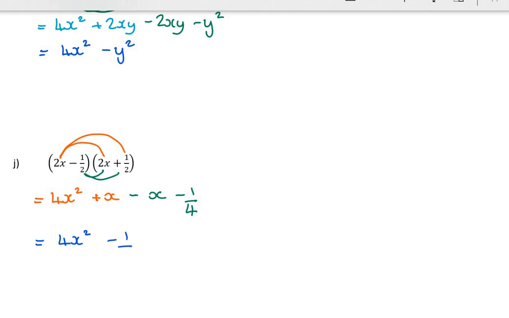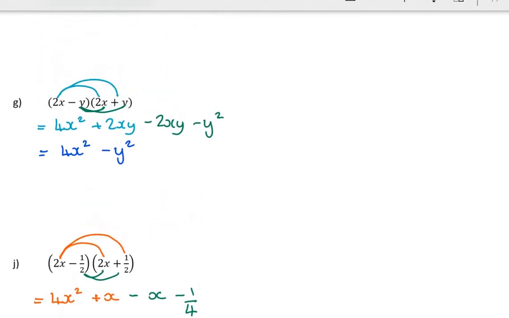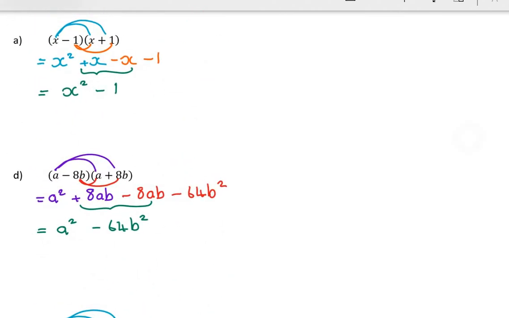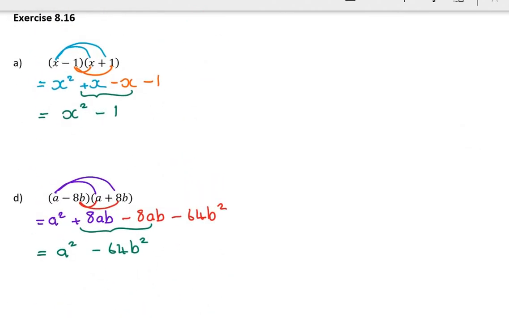Now, why is this happening every time? This is what we're going to do in our very next lesson. But at the moment, why is it happening every time? I hope you've noticed that every single one of these questions had identical brackets, except the sign was different in each bracket. And that's going to be really important to us in the next lesson, and then at about 3 or 4 lessons time as well. Okay, well done. That's lesson 1 done.